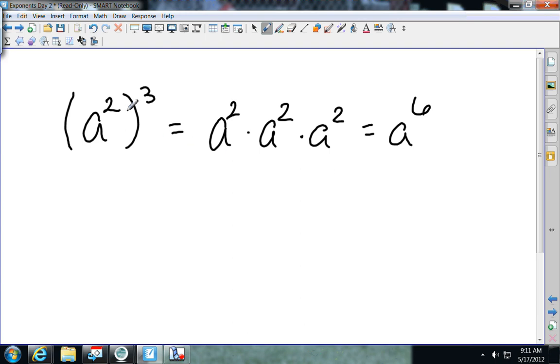Well, when it's a power to a power, you are actually multiplying these. So, because see how there's only one base? If there's only one base and there's 2 exponents, you multiply them. Okay? So why don't you try, what about this one?